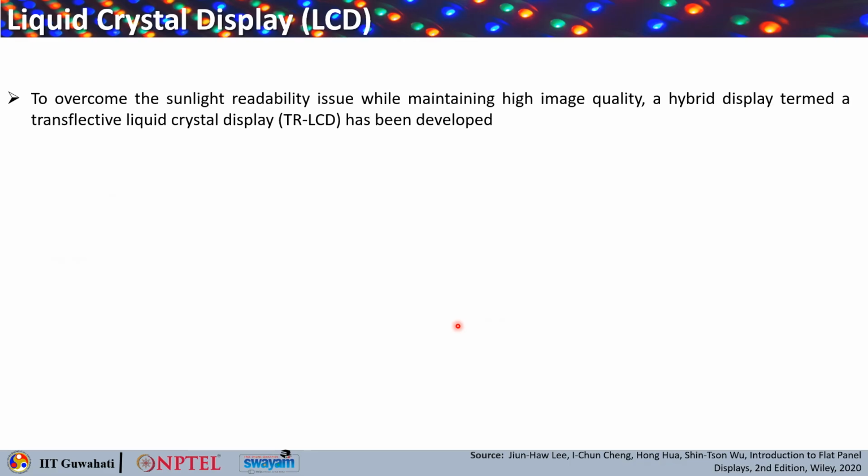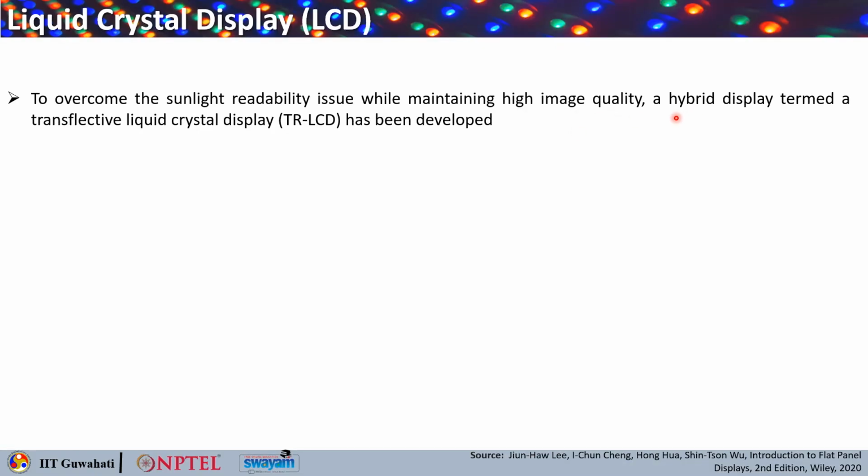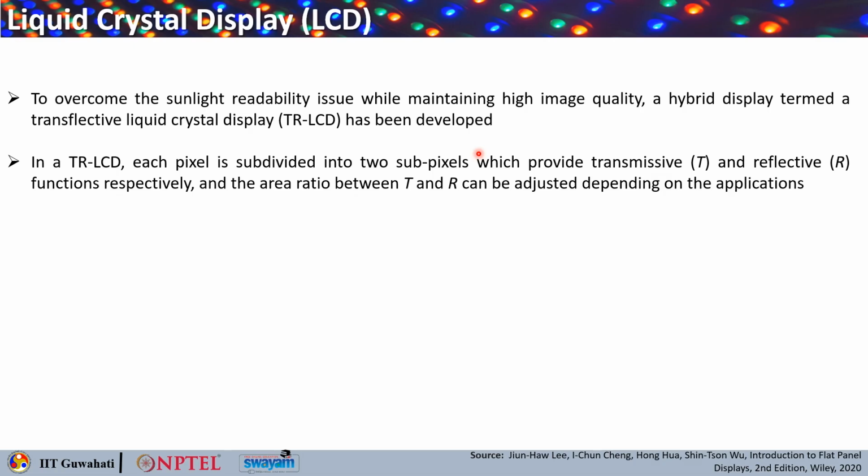So, what to do? You have to basically get the best of both. Okay. So, in order to overcome the sunlight readability issue while maintaining high image quality, a hybrid display termed the transreflective LCD has been developed. That means the same LCD module will have some transmissive display part and some reflective display part. It is kind of a hybrid.